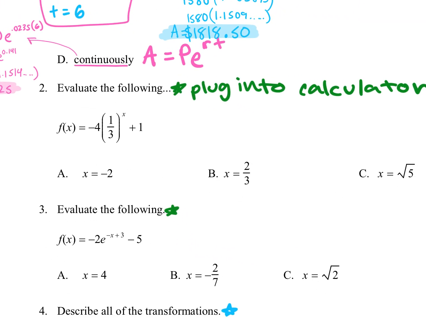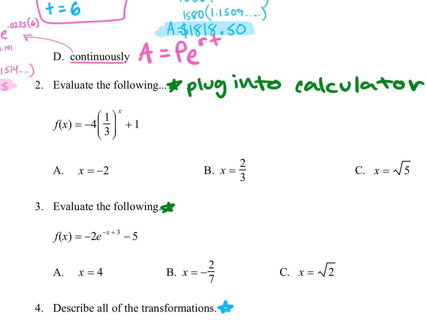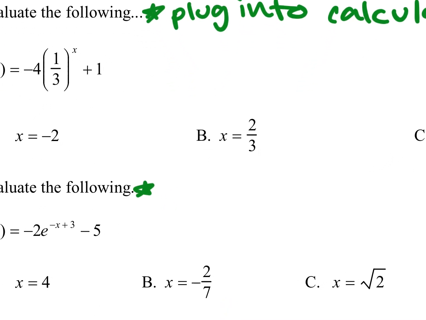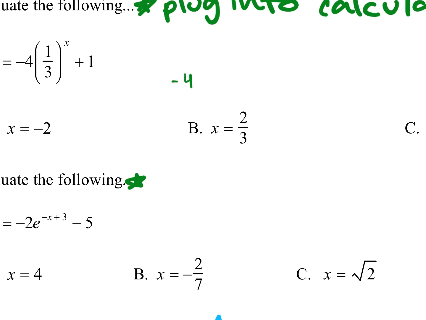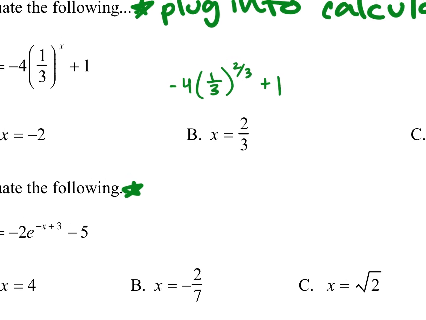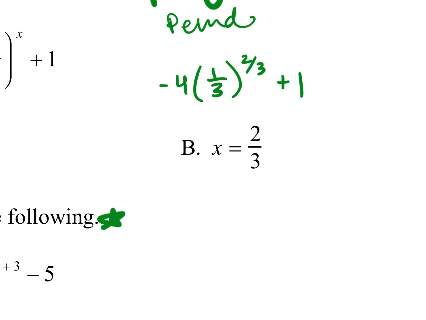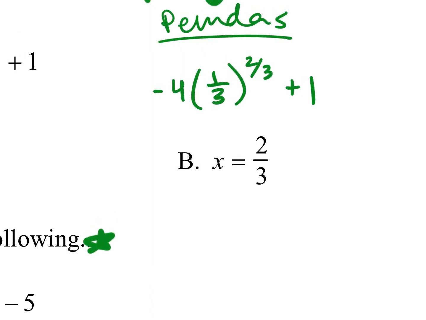All right, next, when it says evaluate the following, we are plugging it into our calculator. I'm going to do B for number 2. We have negative 4 times 1/3 to the power of 2/3, plus 1. Make sure you follow your order of operations. You have to do PEMDAS. Whenever you plug a fraction in the calculator, it has to be in parentheses. So parentheses, 1 divided by 3, parentheses, to the power of, and then again in parentheses, 2 divided by 3, parentheses, equals.